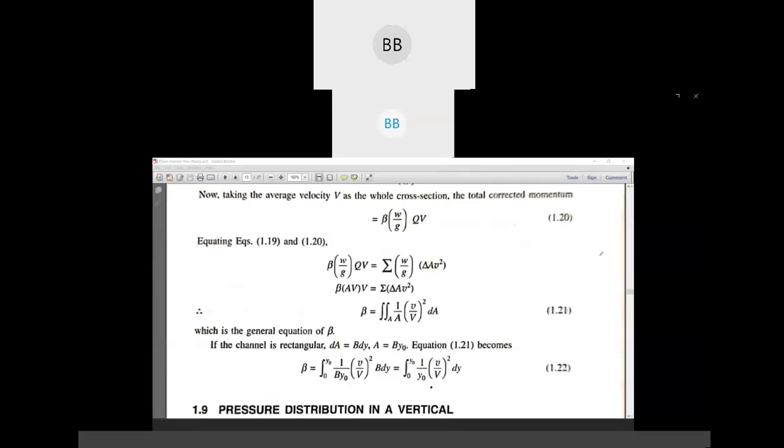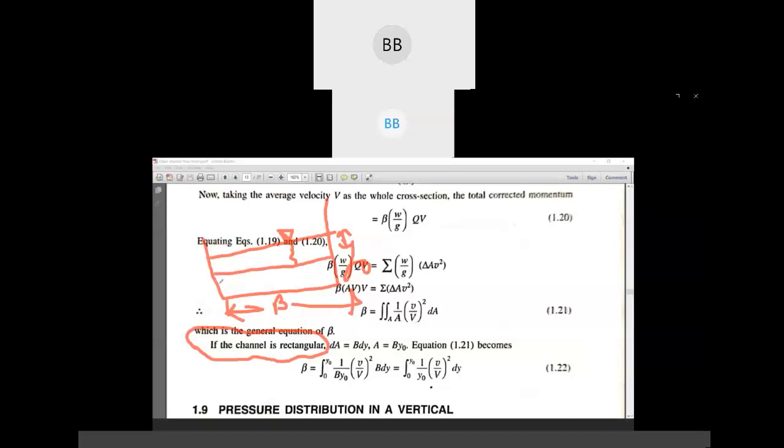Similarly, for example, we have taken a rectangular channel, because a rectangular channel is very simple to understand. This is your rectangular channel. Y naught is the depth and B is the width of the channel. Now, if we consider a small elementary area here, your del A will be B into dy. The width of the channel is B, and for the small elementary area, the depth is dy.